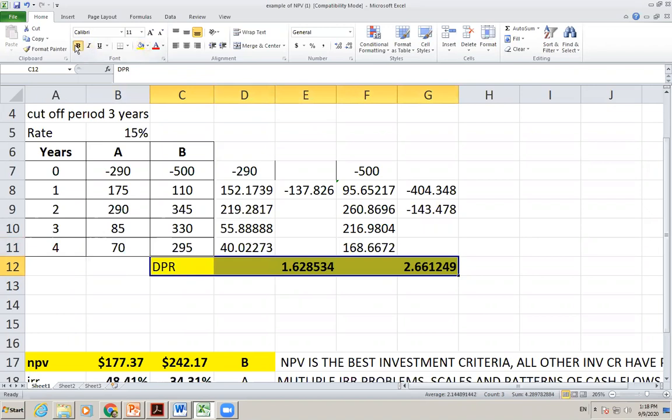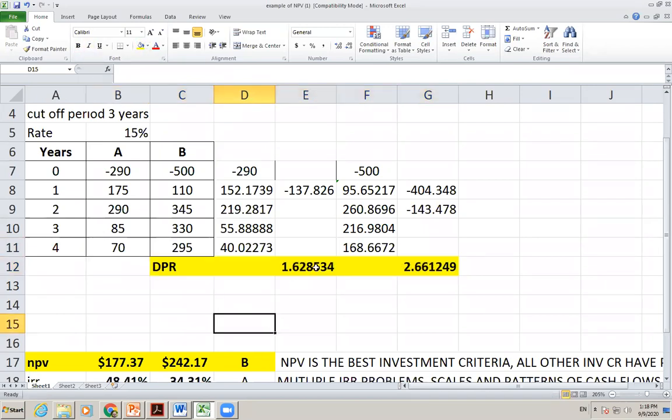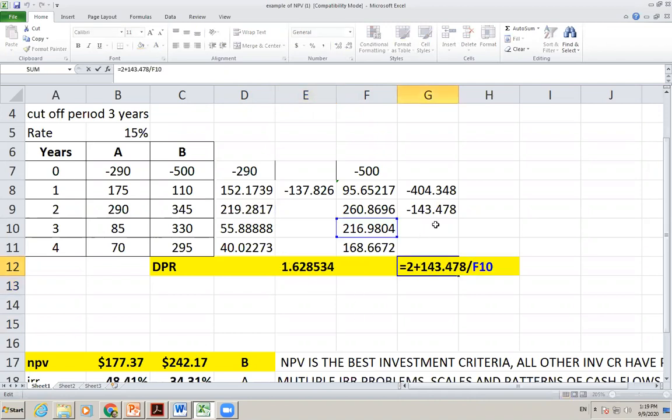Sorry, could you again show me the discounted payback rule formula for 1.62? Yes. Okay, thank you. Okay, you're welcome. And here we have it here.